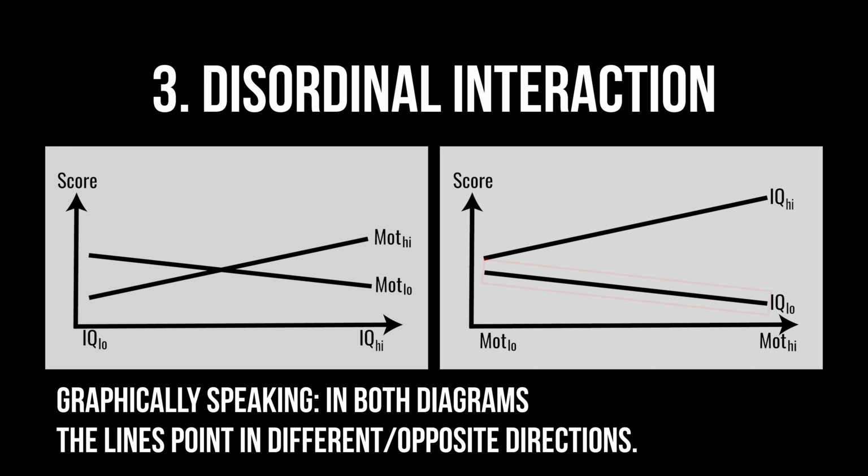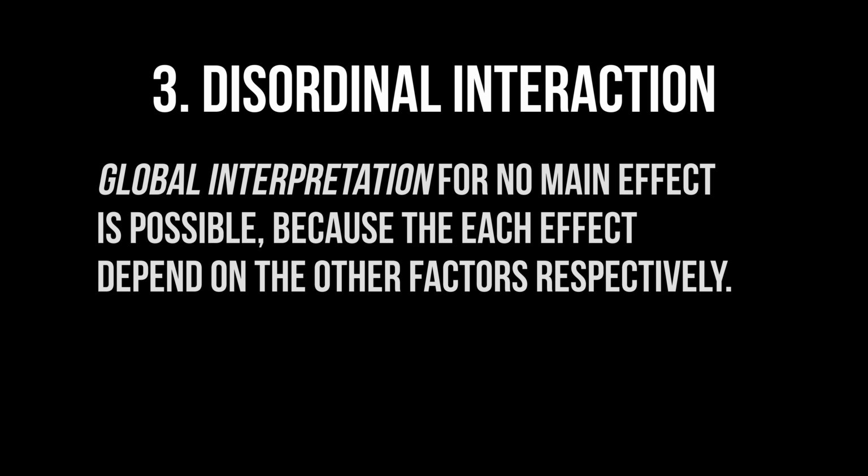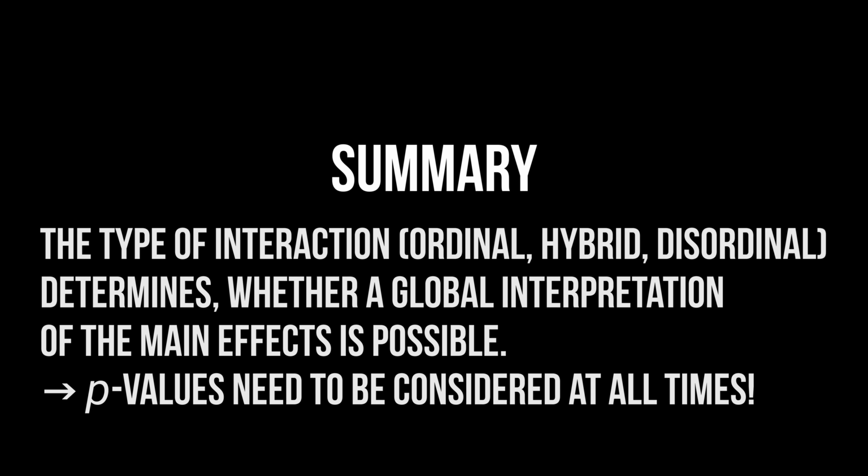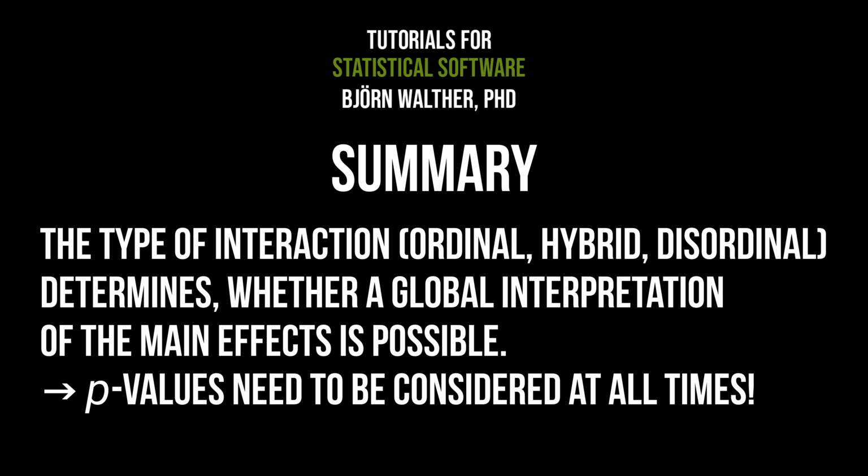Both diagrams show lines with different directions respectively. They may, but do not necessarily intersect, only the direction is to be considered. In such a case, no main effect can be interpreted globally, as the direct dependence on the other factor plays a role. In summary, the type of interaction reveals whether I can interpret the main effects globally. The focus should be on the direction of the lines in the respective diagrams.